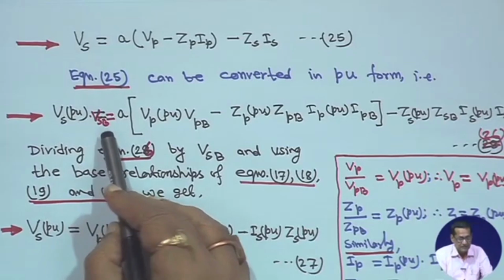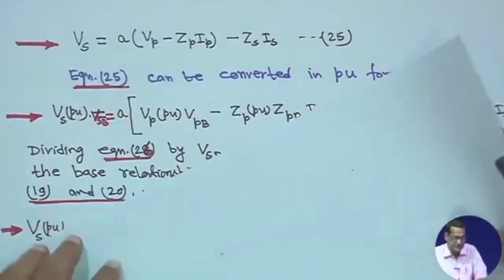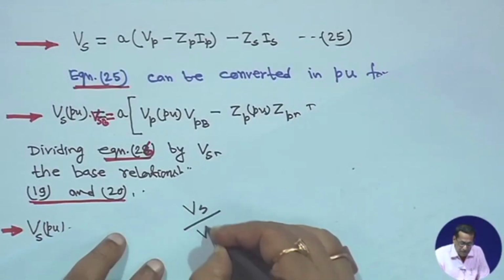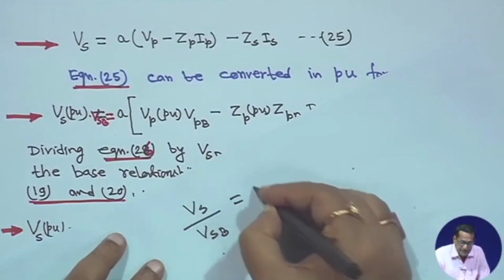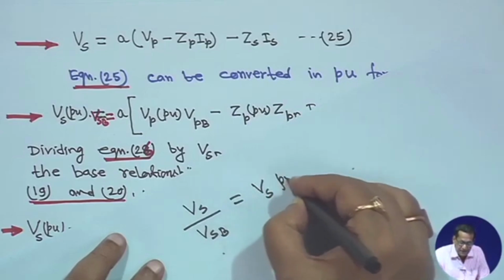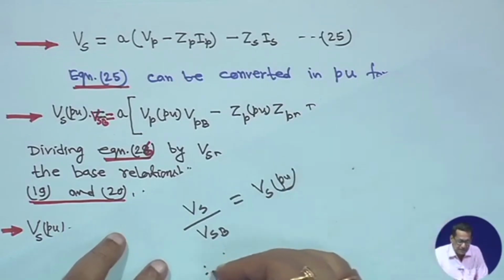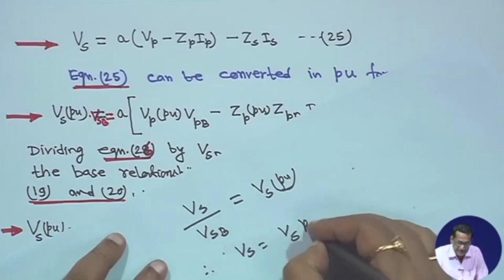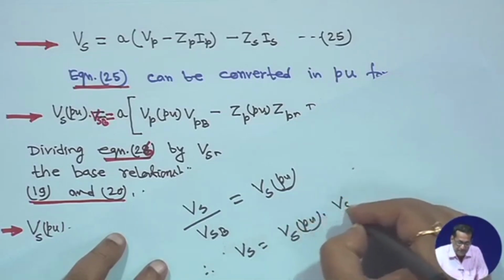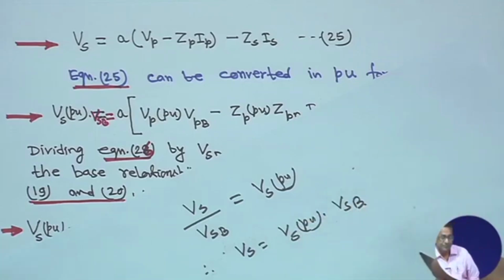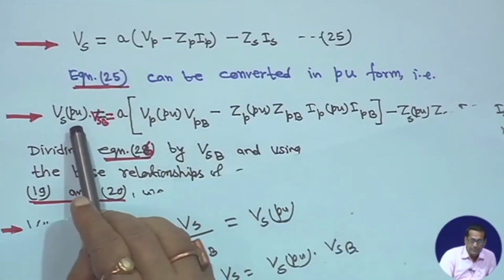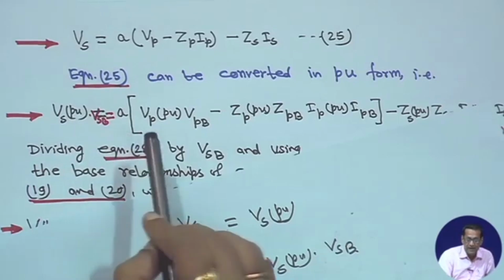This Vs upon VSB is equal to Vs per unit, that means Vs is equal to Vs per unit into VSB, right. That is why instead of Vs, we are writing VSP into VSB is equal to A.